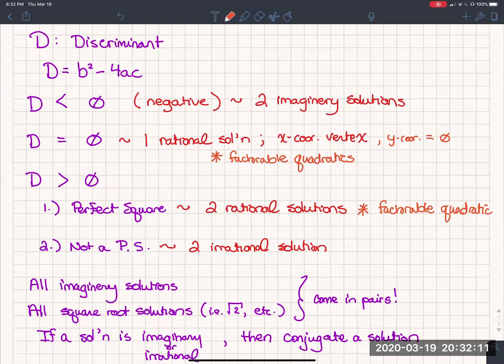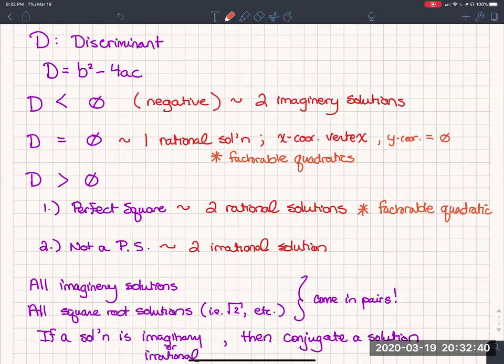Now, if the discriminant is equal to 0, that means you have one rational solution. And it is important to know that the one rational solution is also going to be your vertex. So when you solve using the quadratic formula for x, that is the x coordinate of the vertex, and the y coordinate will be 0. That only occurs when the discriminant is equal to 0.